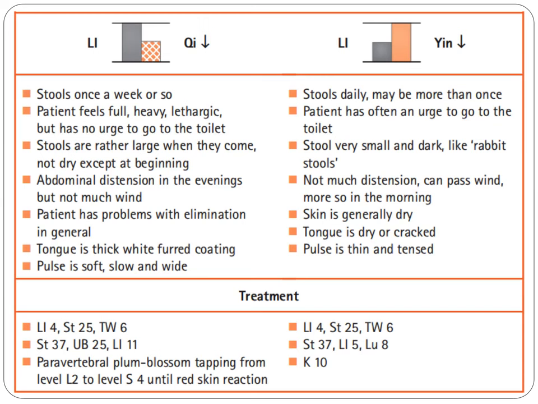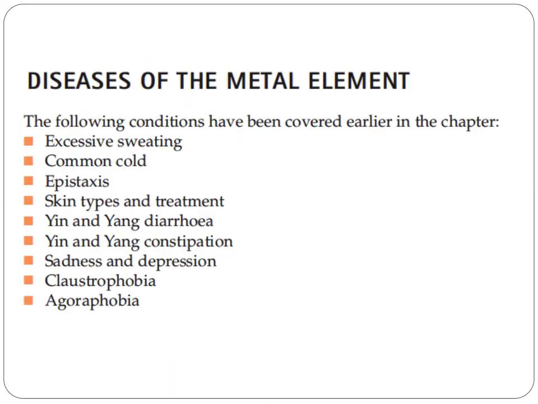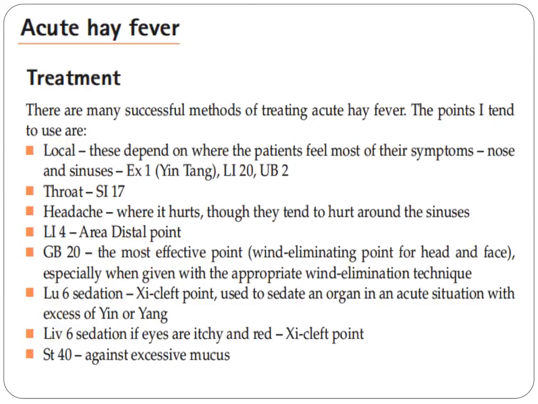For treatment, we use LI4, stomach 25, triple warmer 6, stomach 37, LI5, lung 9, and kidney 10. Diseases of the metal element. The following conditions had been covered earlier in the chapter: excessive sweating, common cold, epistaxis, skin types and treatment, yin and yang diarrhea, yin and yang constipation, sadness and depression, claustrophobia, agoraphobia. Acute hay fever.